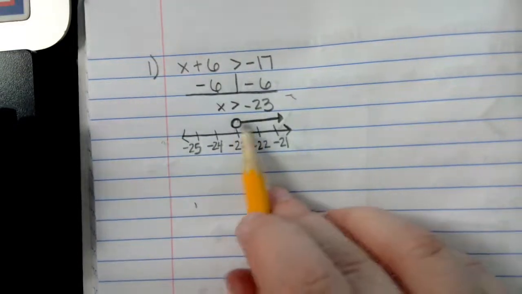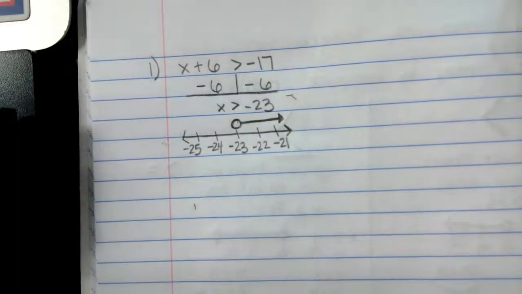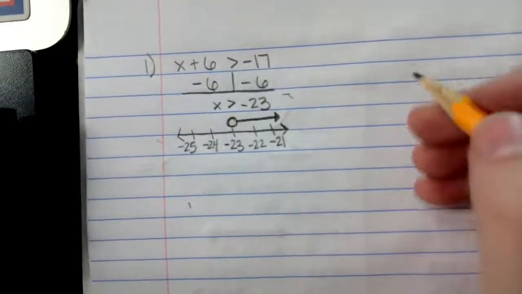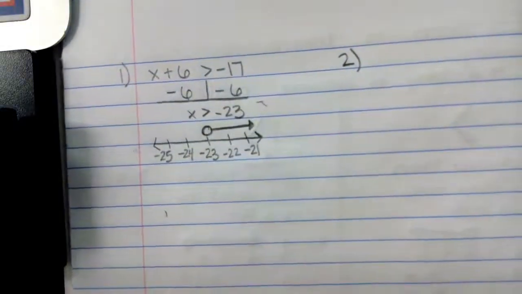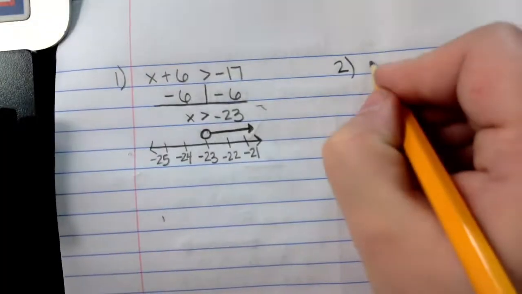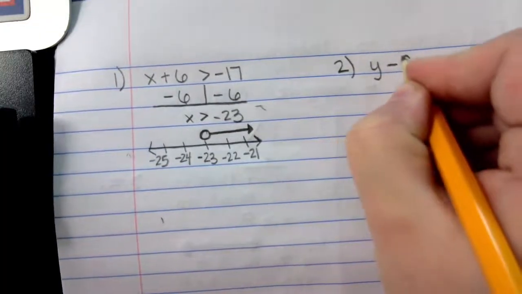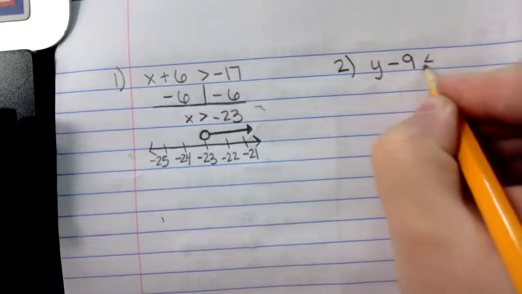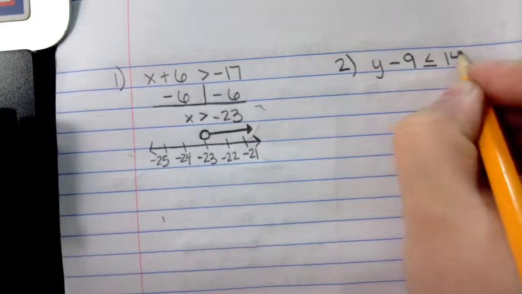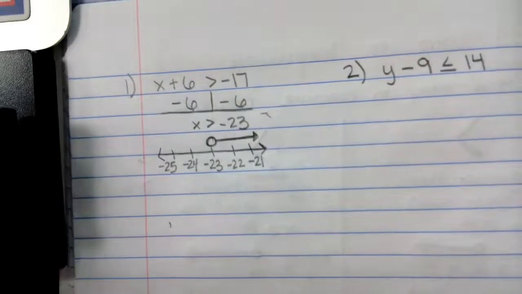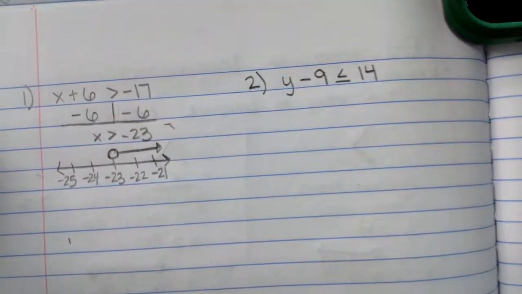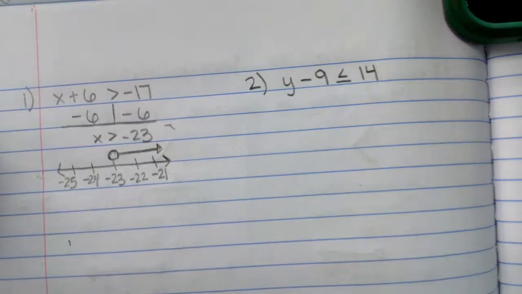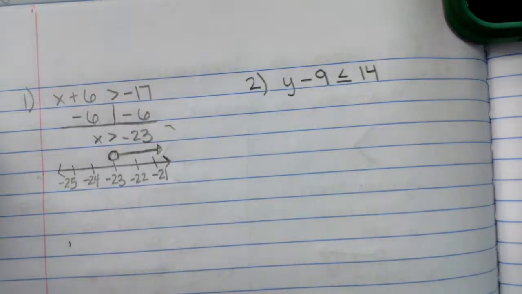All right, number 2. If you want to try and work ahead on this one, you can. y minus 9 is less than or equal to 14. So if you want to try and solve that, go ahead and work ahead.